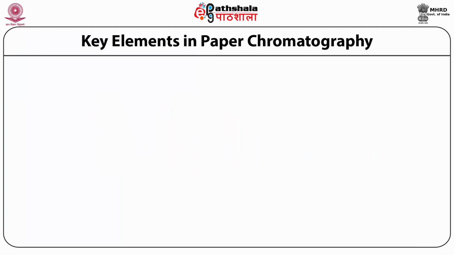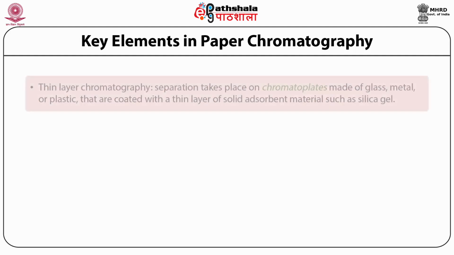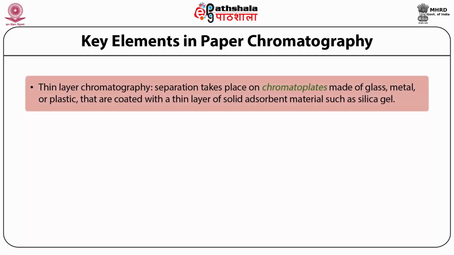So thin layer chromatography, which is the second type of planar chromatography that we are discussing, the separation takes place on chromatoplates. Now, the term chromatoplates was coined by Reitsema, who used glass plates coated with silica and applied multiple samples on the same plate, allowing for a high throughput. Now, these chromatoplates could be made of glass, metal, or plastic, and other materials other than silica that Reitsema used are also used as the absorbent material coated on it.